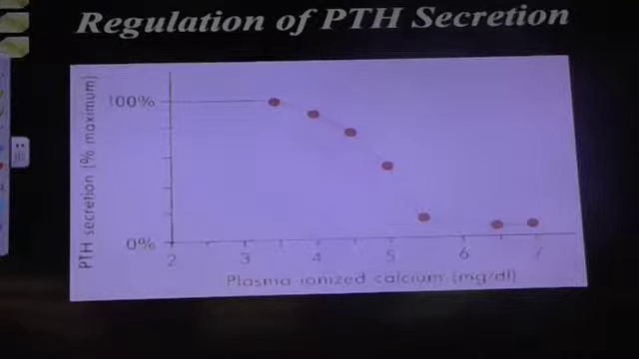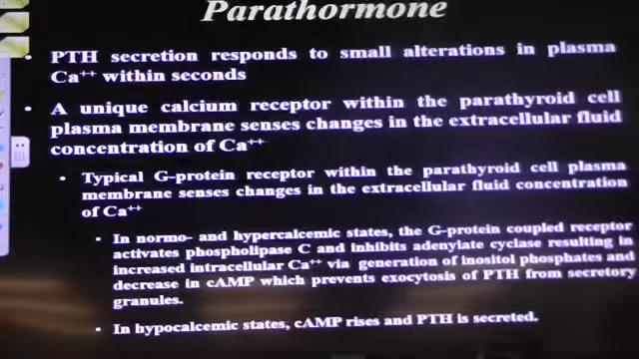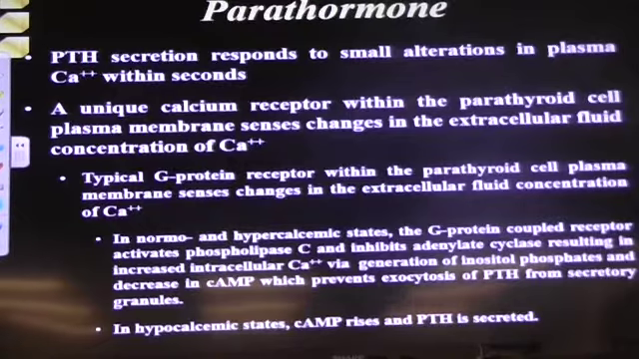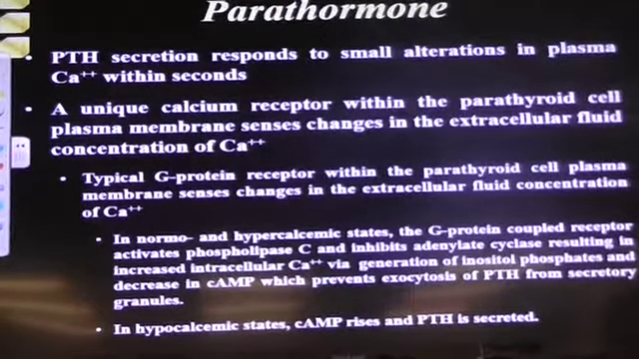But it's very sensitive. Notice the very narrow part where you drop real quick. PTH will respond, as you can see by that, to small alterations in plasma calcium within seconds. All right? Now, a unique calcium receptor within the parathyroid plasma membrane can sense changes in your extracellular fluid concentrations of ionized calcium, and it's very sensitive to minor changes. It is a G protein receptor within the parathyroid cell plasma membrane, and it can detect how much calcium it's getting, so then it can determine whether or not it has to respond.